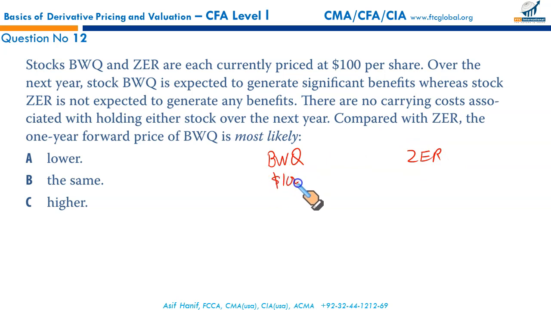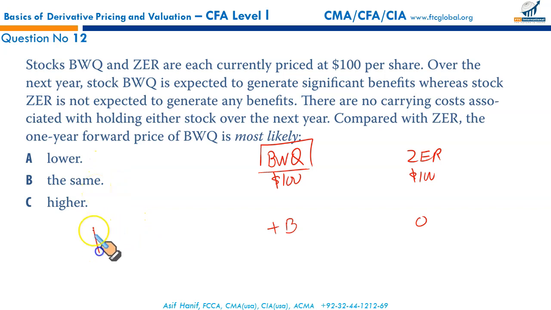Are currently priced at $100. Over the next year, stock BWQ is expected to generate significant positive benefits, whereas stock ZER is not expected to generate any benefit at all. So there are no carrying costs associated with holding either stock over the next year. Compared with ZER, the 1 year forward price of BWQ is likely to be lower, same or higher.